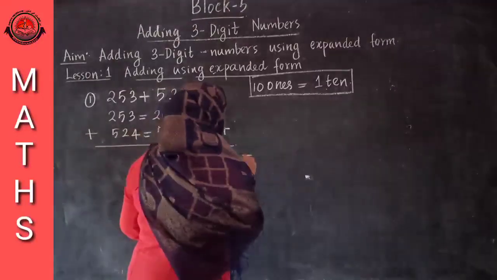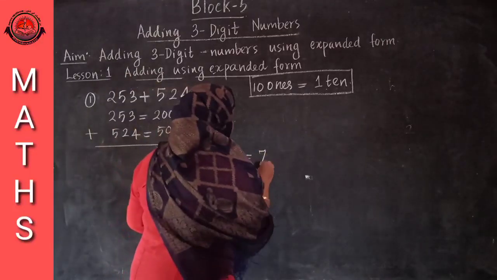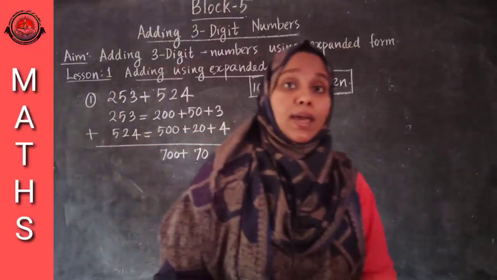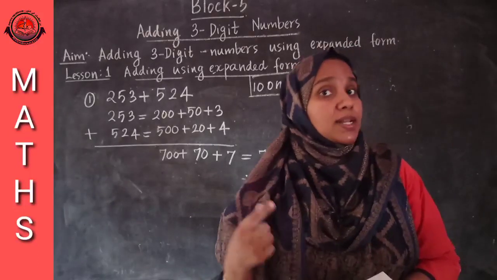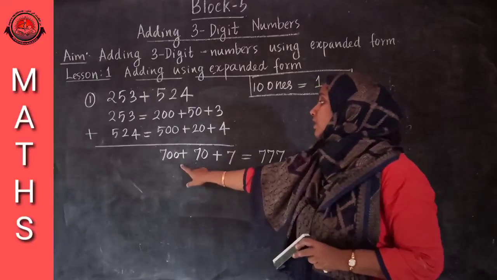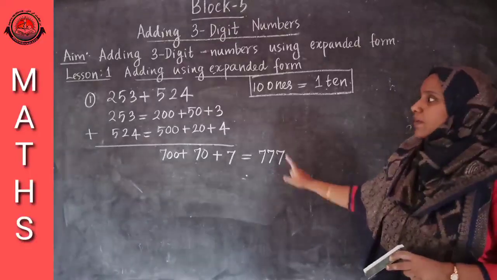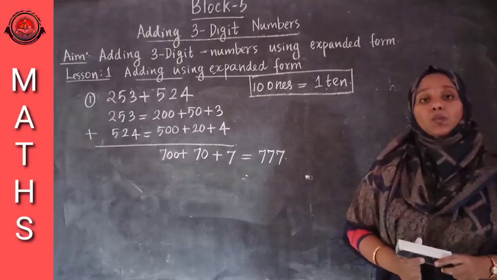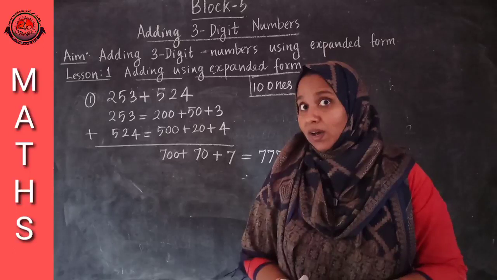We have to convert it into standard form. So what is that? 777. This we learned before, how to convert an expanded form into standard form and standard form to expanded form, in our first block. So 700 plus 70 plus 7, the number is 777. This is so easy because no regrouping comes. Then we can consider one example and check whether any regrouping comes.